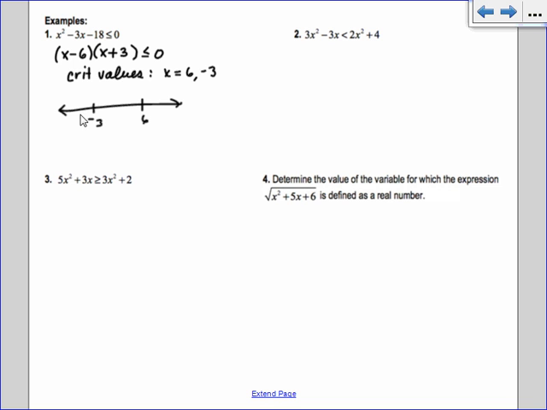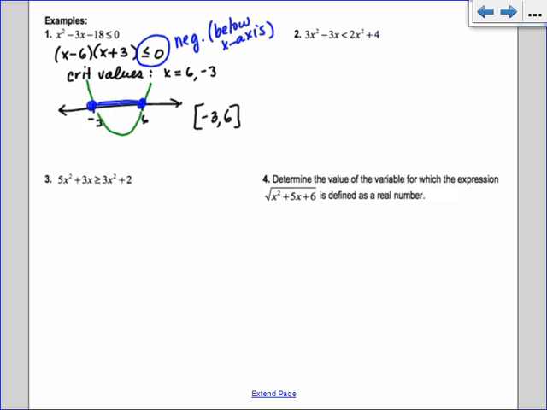It goes upwards. So if we have a parabola that looks like this, we're trying to find where it's less than or equal to 0. Where it's negative, right? Or below the axis. So where is it below? Between negative 3 and 6. So we fill in here and here. So our answer should be bracket negative 3 to 6. That's it. Easy, right? All right, next one.